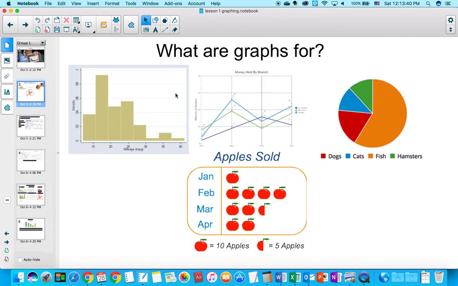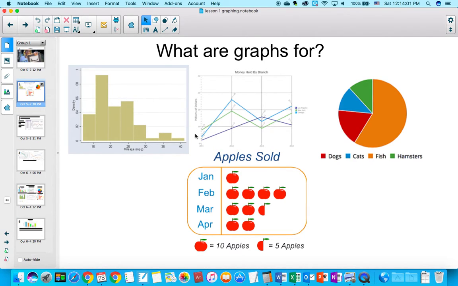When you look at these graphs, what do you see? What information do you get from them? We're looking here at mileage and densities, and so these are different values given at different mileages, so different densities at different mileages.